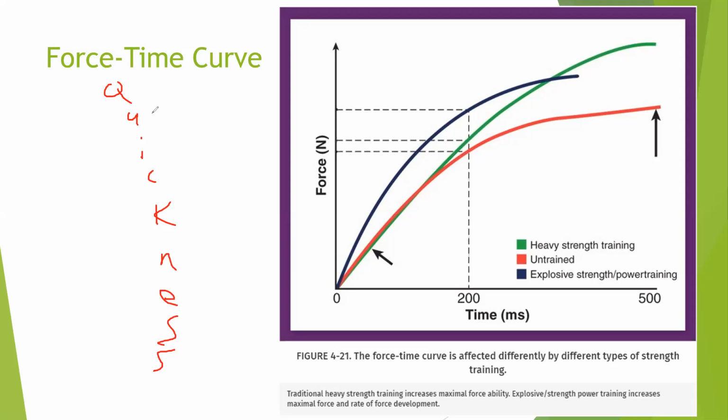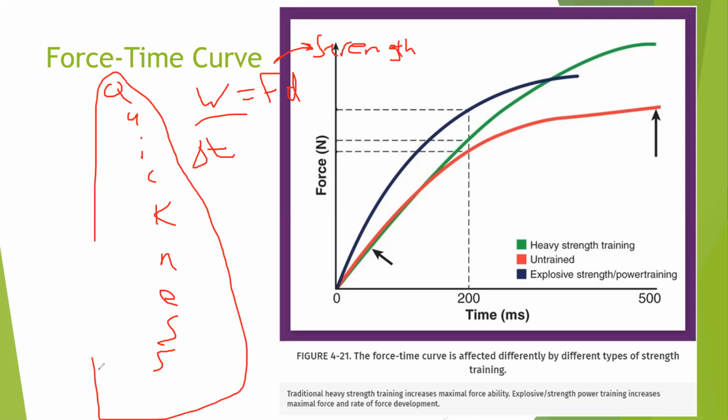So the quicker you are, the more powerful you are, because again, power is work over changes in time. Work equals force times displacement. Force is your strength. So if I have quickness, I have power.